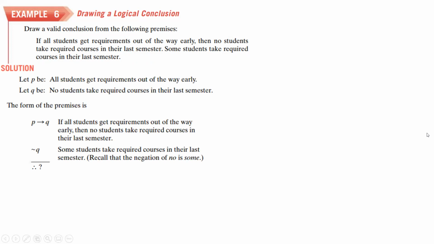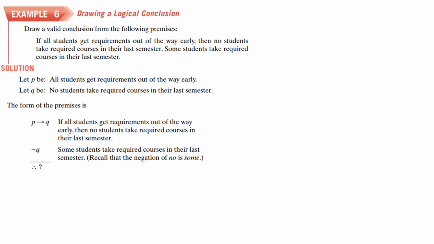go into translating everything. So P is all the students get the requirements out of the way. Q is no students take required courses in their last semester. You could maybe argue that Q could be phrased a little bit differently, or that could be a tilde Q, as long as you're keeping things straight and know whether or not your statement is valid or invalid. That's the weird thing about negations: someone could say, I didn't want to write no students, I wanted to write the negation of that, and that's fine.